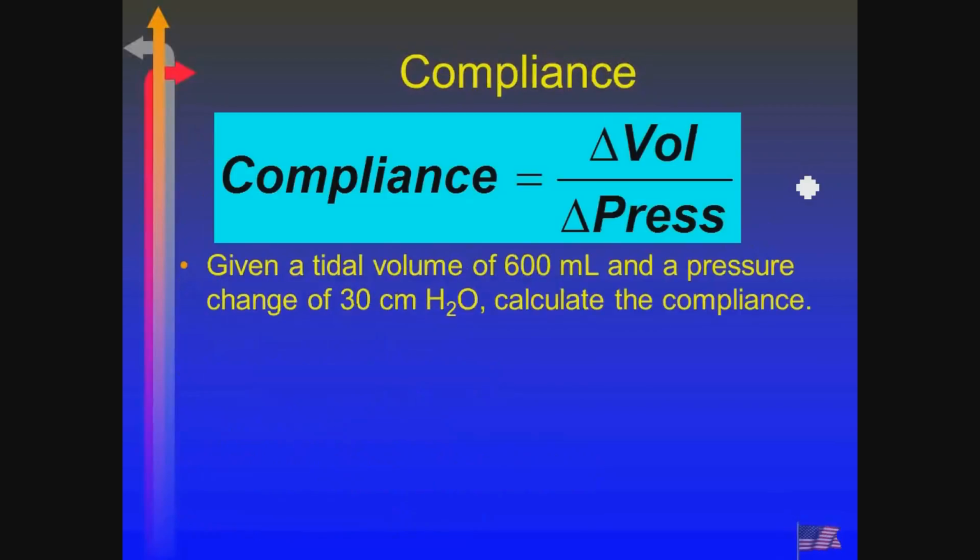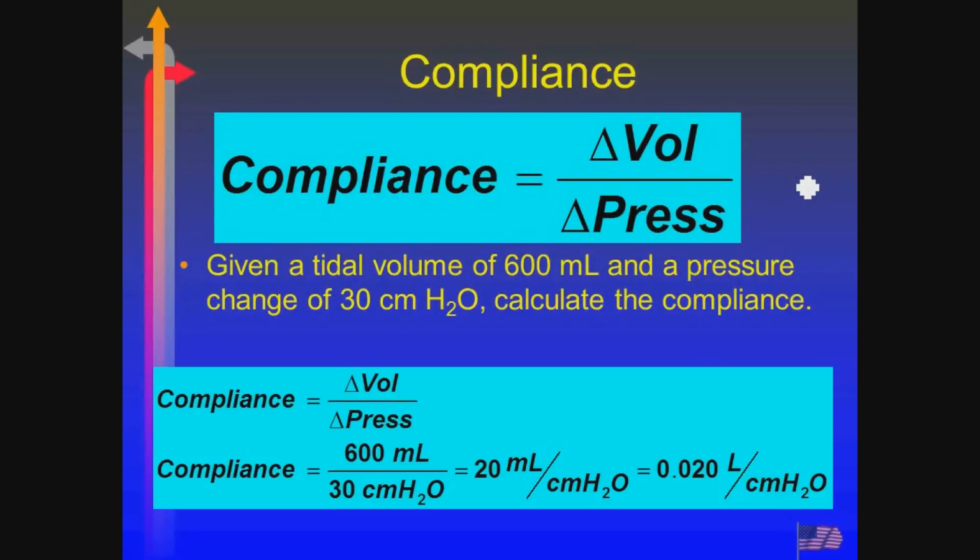First one is compliance. And compliance, again, is how easy or hard it is to stretch the lung. How much give does it have? We mathematically calculate this by looking at the change in volume divided by the change in pressure. Given a tidal volume of 600 and the pressure of 30, calculate the compliance. Well, I basically would put my tidal volume, 600, divided by my change in pressure, 30, and express that as 20 milliliters per centimeter of water.